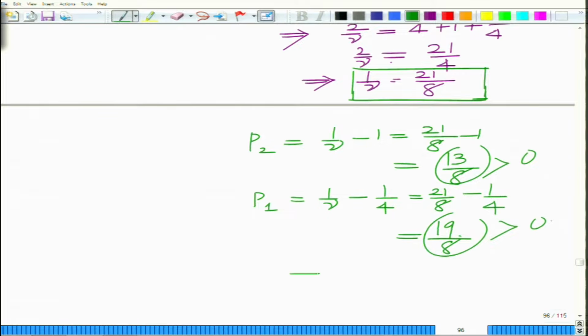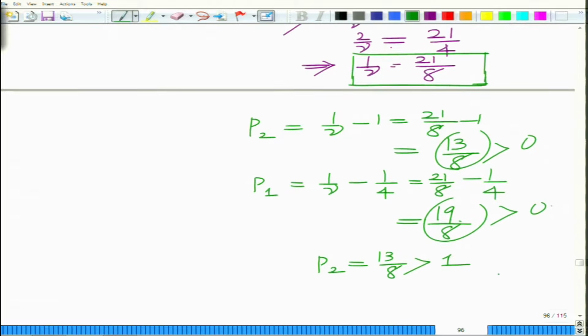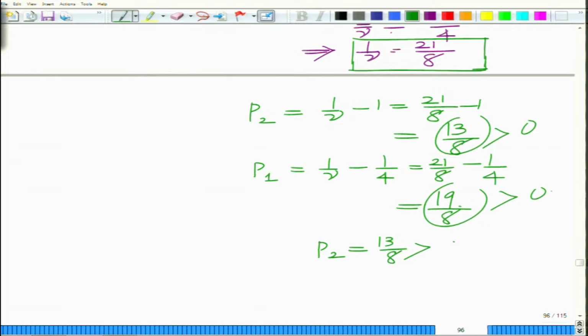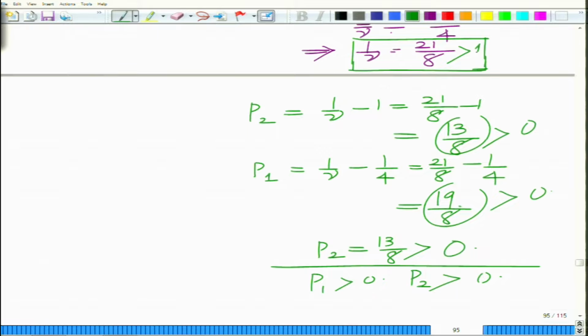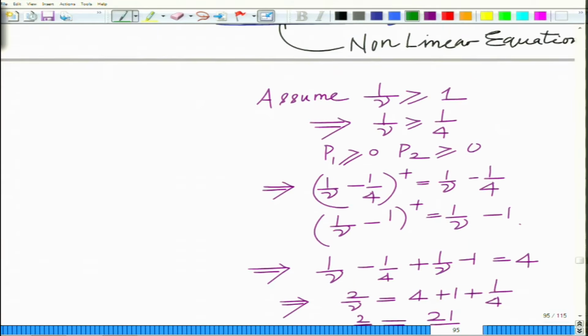Okay. And now you can see that both P2 is greater than 0, P1 greater than 0, and you can see P2 equals 13 by 8, greater than 1, greater than 0. Okay. So, both powers P2 greater than 0 and P1 greater than 0. And you can also see that 21 over 8 is greater than 1. Okay. So, the original assumption holds, 1 over nu is greater than 1.